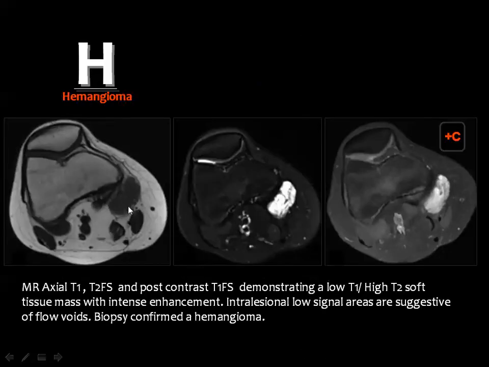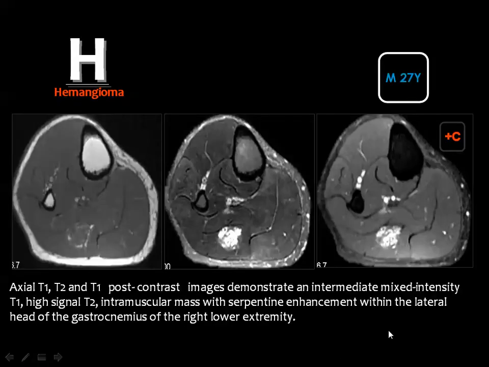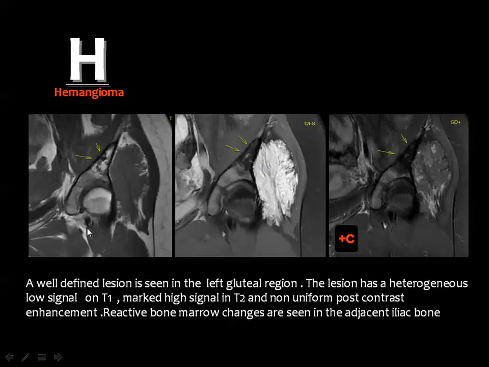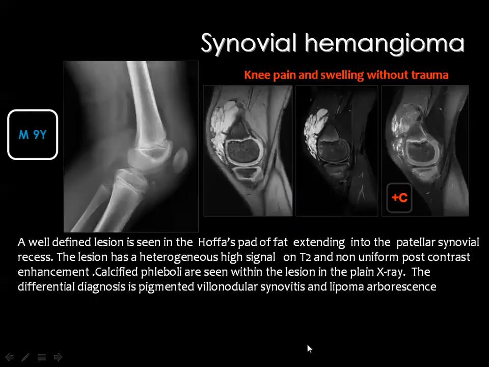Then here in the T1 weighted image, the lesion is black. In the STIR image, the lesion is bright. After injection of contrast, the lesion showed enhancement and it was biopsied and proved to be a hemangioma. In the T1 intermediate signal, high signal in the T2 weighted image and significant post-contrast enhancement. And this is another lesion in the gluteal region, low signal in the T1, high signal in the T2, and some contrast enhancement in this T1 with fat suppression.